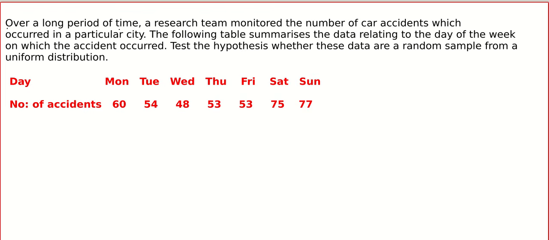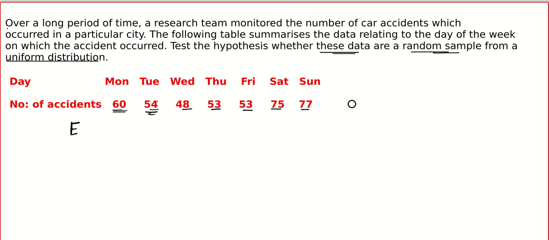Over a long period of time, a research team monitored the number of car accidents, etc. Test the hypothesis whether these data are a random sample from a uniform distribution. Now look at this. Uniform distribution means we are expecting the same number of accidents will happen every day. So basically these are the observed values. So if it is uniform distribution, then can you tell me what are the expected values?